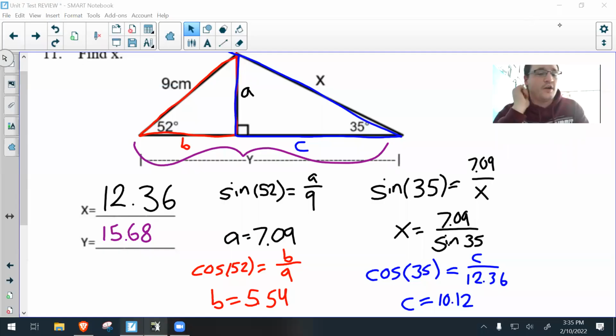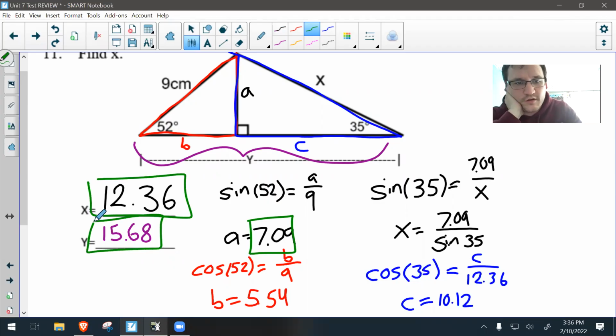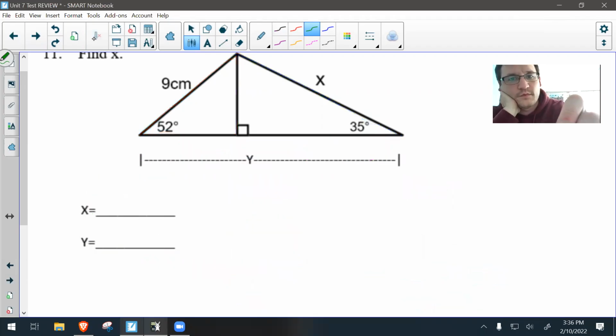All right, so that was way number 1 of solving this problem. So let's do it a little bit differently. Keep in mind, every single one of these answers, we rounded just a little bit. So we rounded A, 7.09. We rounded X at 12.36, and then 15.68. It's all going to be just a little bit different. But if we do it the easier way, we're going to get a little bit more accurate of an answer.